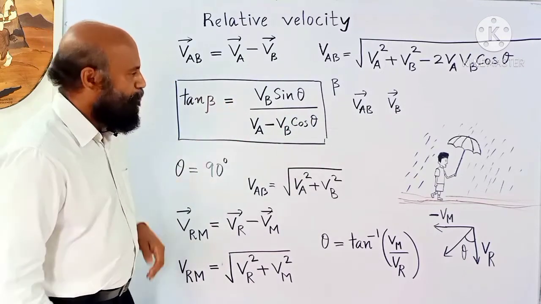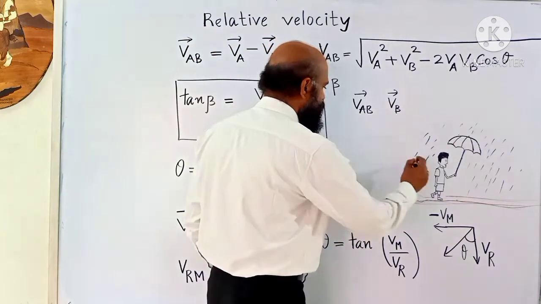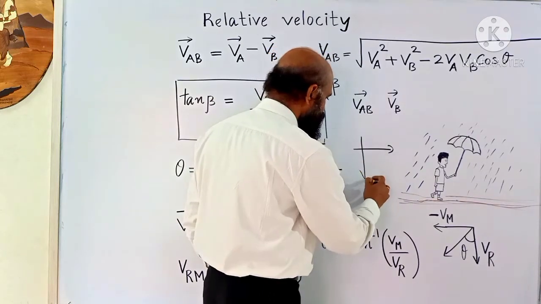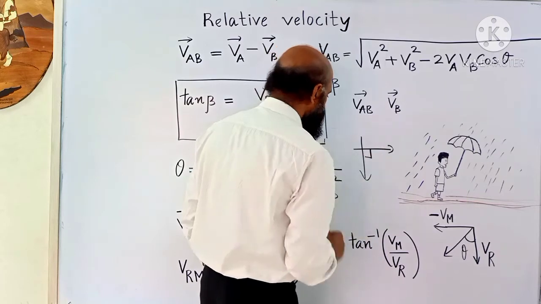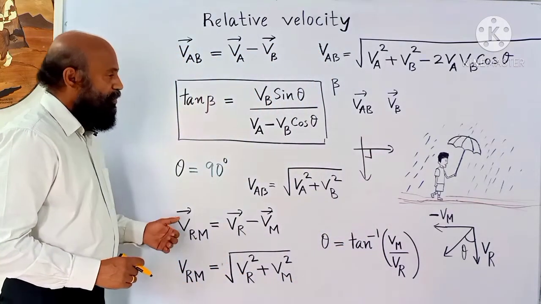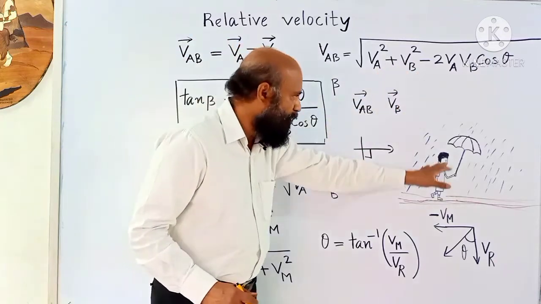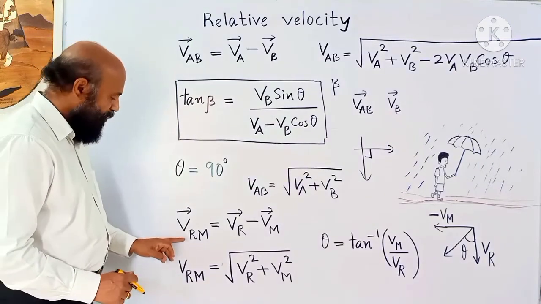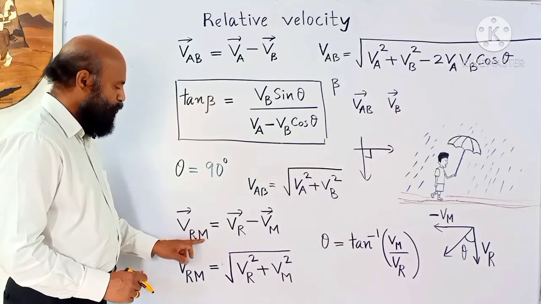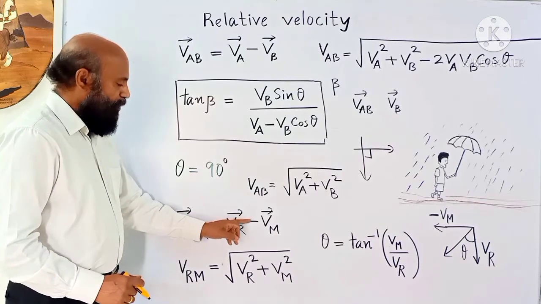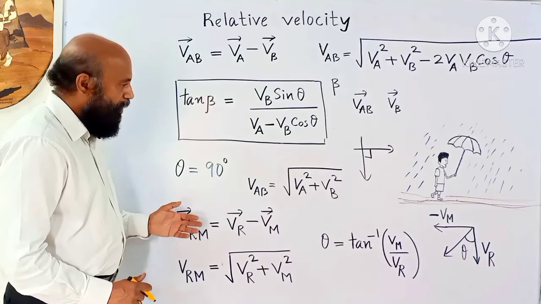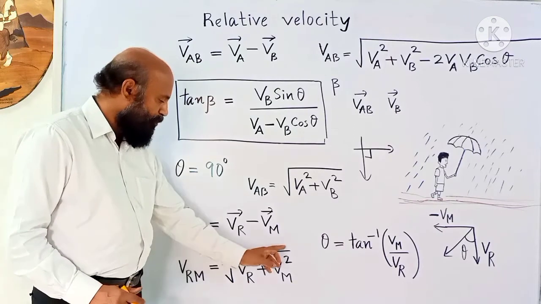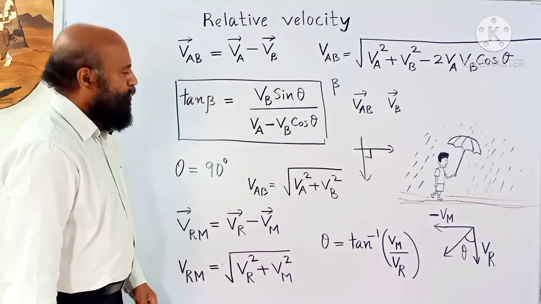Now let us see an example. A man is walking in that direction and rain is falling in this direction. So the angle between them is 90 degrees. Rain is falling in the vertical direction, the man is walking that side. Now let us find the relative velocity of rain with respect to man, that is VR vector minus VM vector. Since the angle between them is 90 degrees, the magnitude of the relative velocity is the square root of VR square plus VM square.